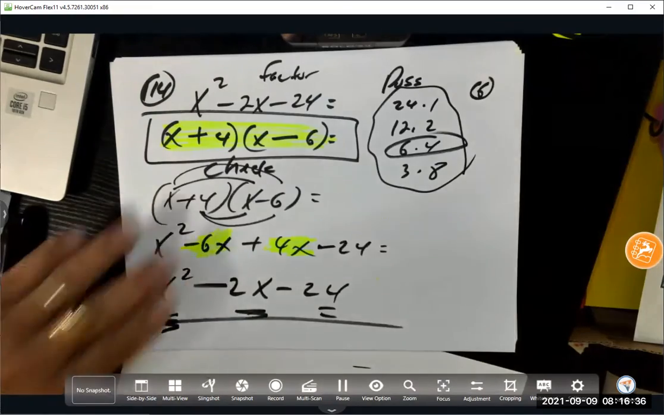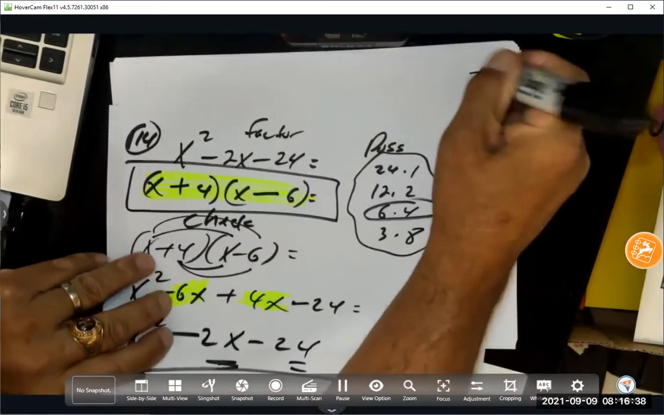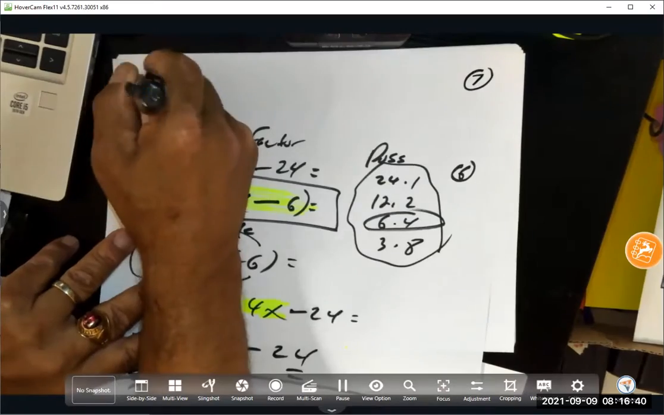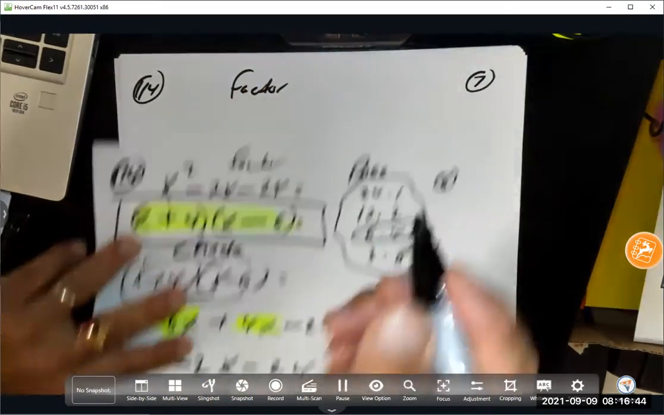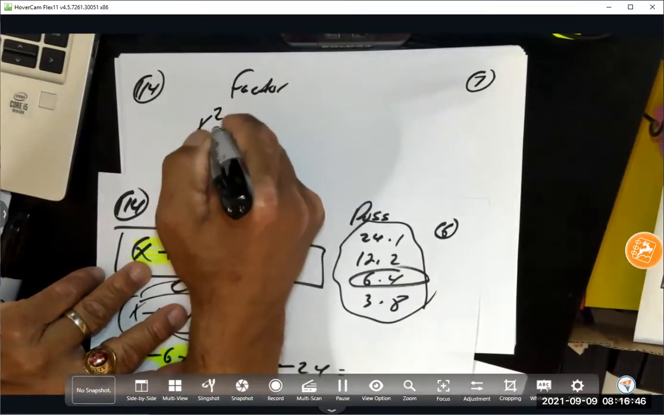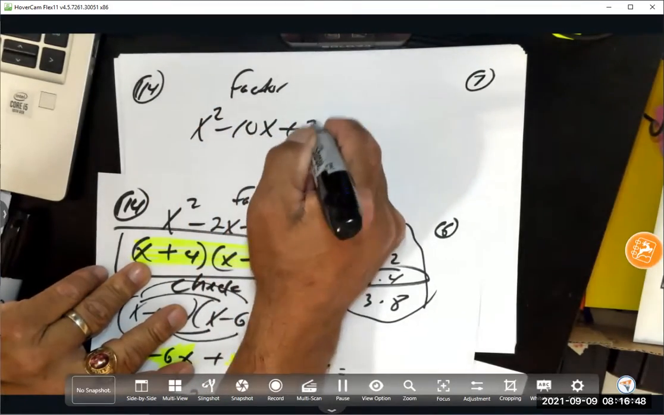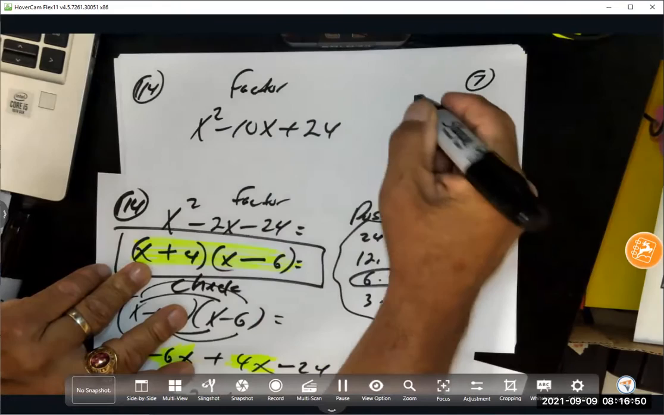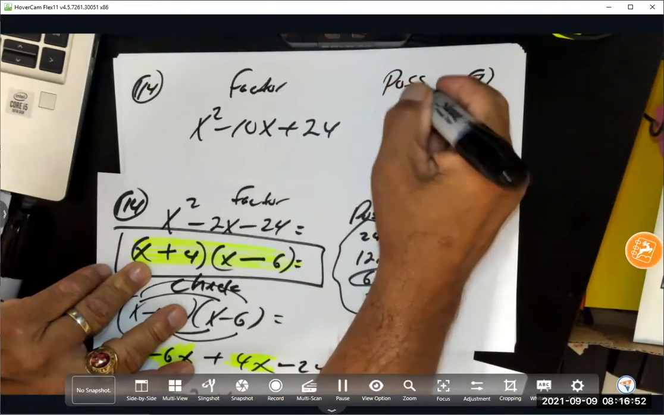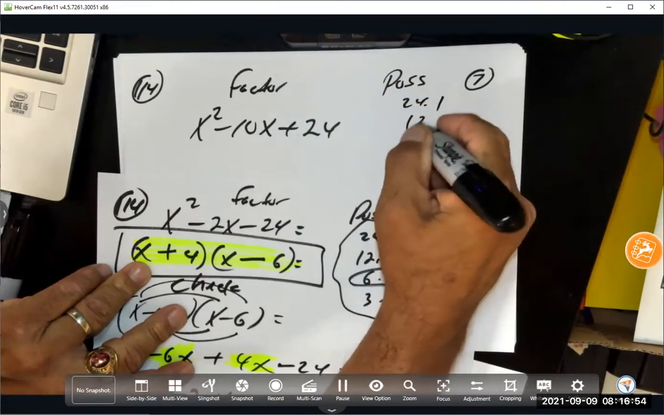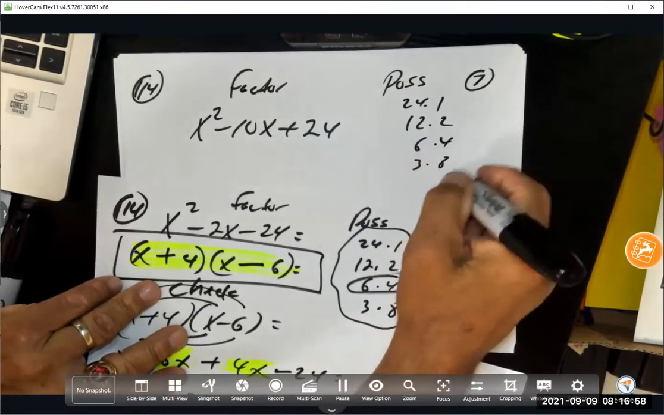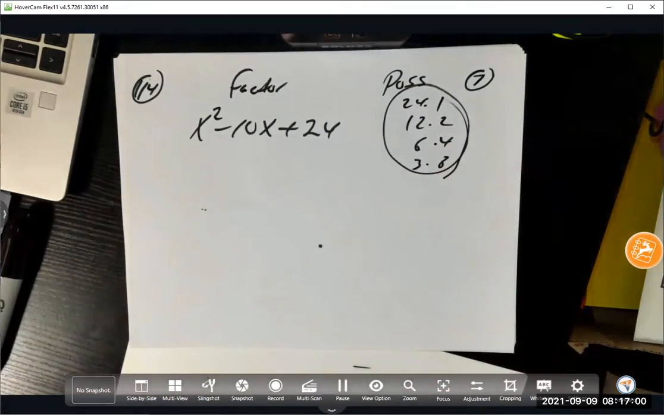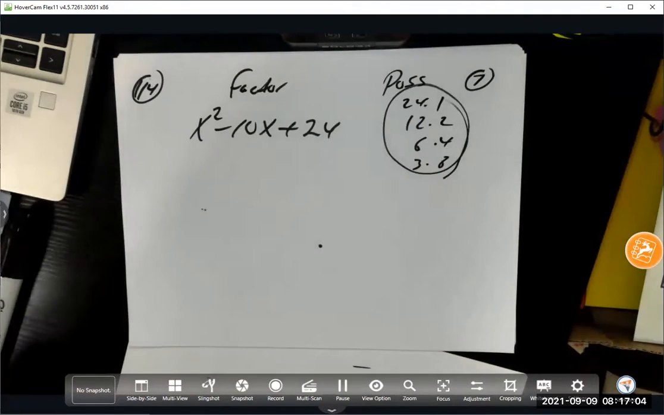Let's do another one like this. I'm just going to change the signs, okay? Same problem. I'll use 24 again because you have that skill, right? X squared minus 10x plus 24. So I'm going to put the numbers over here again. 24 times 1, 12 times 2, 6 times 4, 3 times 8. All these numbers are 24. Which one gives you 10?